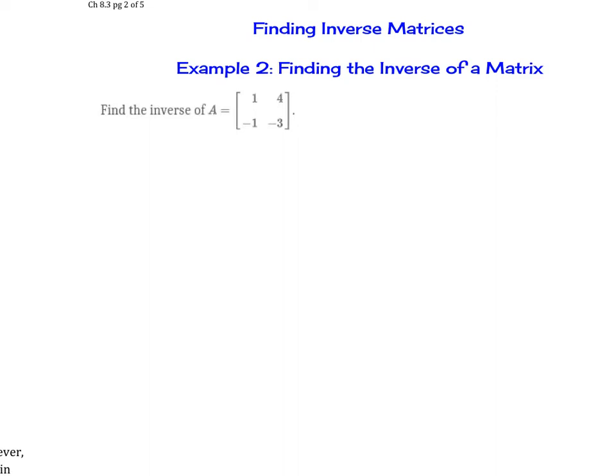Let's find inverse matrices. Example 2, finding the inverse of a matrix. So we're finding the inverse of A equals 1, 4, -1, and -3. So to find the inverse of A, we're going to solve AX equals I for X. Okay, so let's write that.